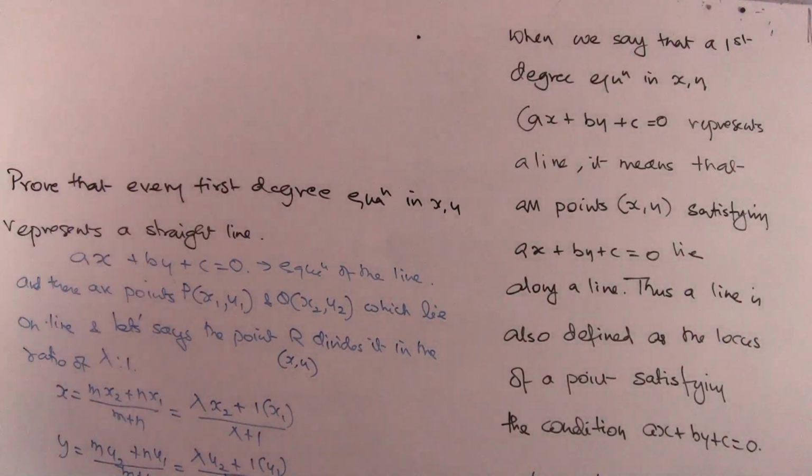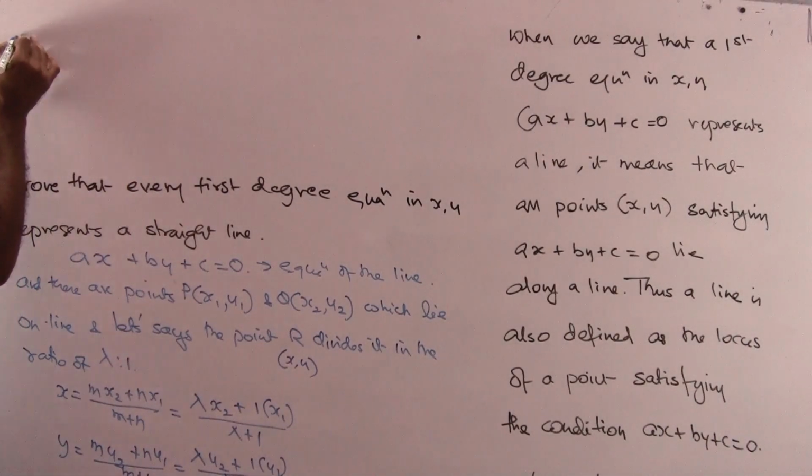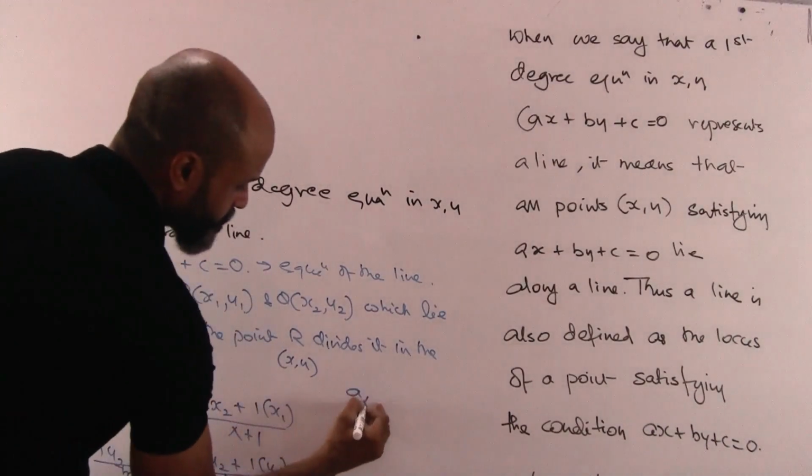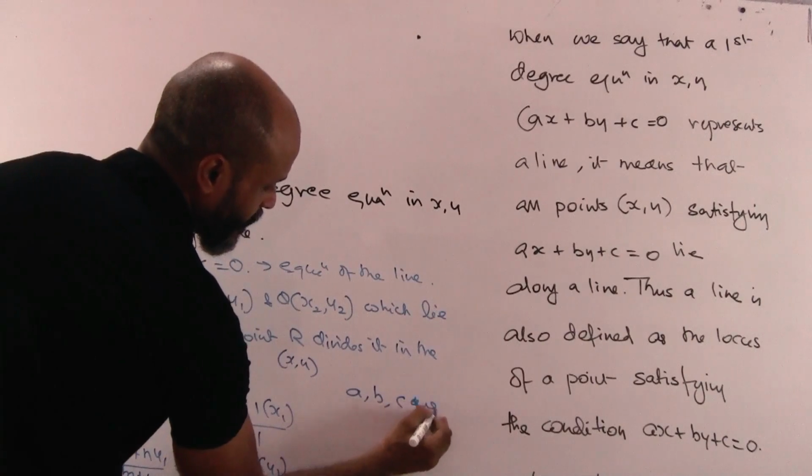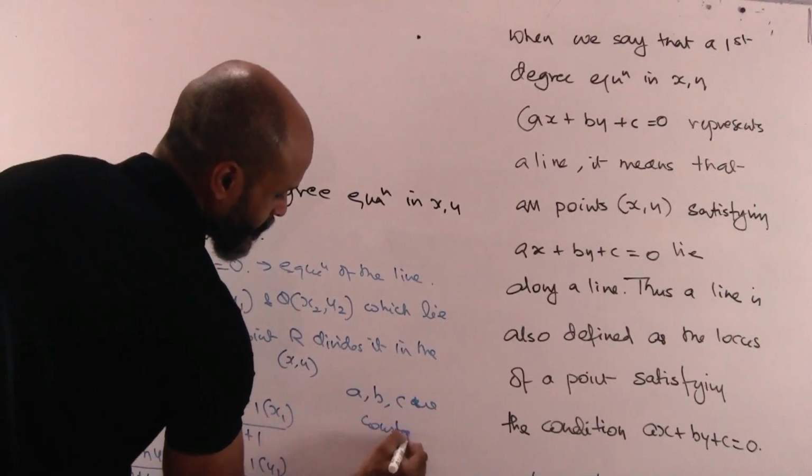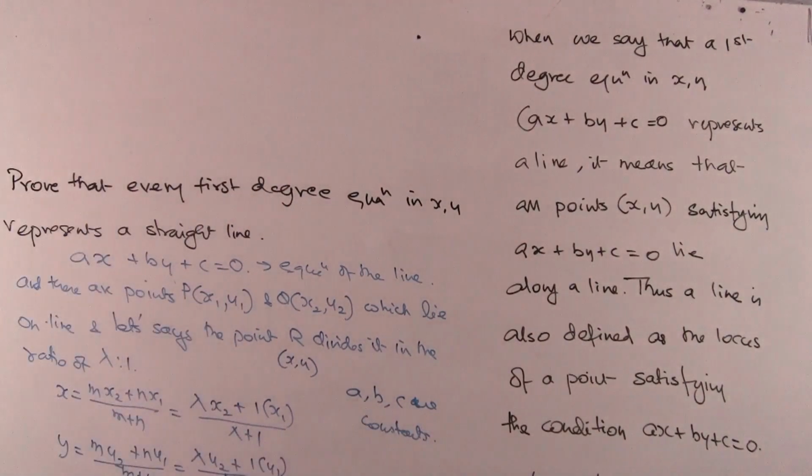Okay, so what do we have here? X and y. Now A, B and C are basically constants. All these are basically constants.